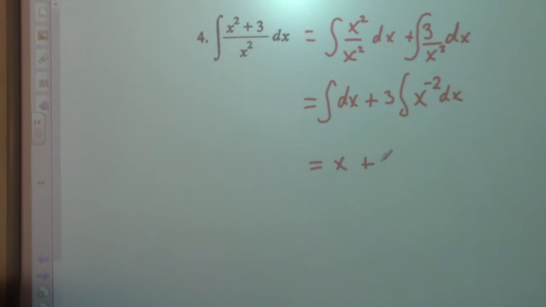And then plus 3, and then we take what's going to be added 1 there. We're going to get x to the negative 1 power divided by negative 1 plus c. And so for that, we're going to get x minus 3 over x, plus c. So this will be our answer. Did everybody get that? Questions on that one? Okay.